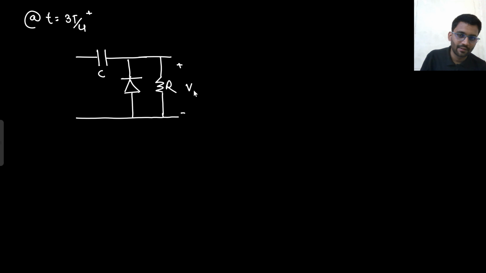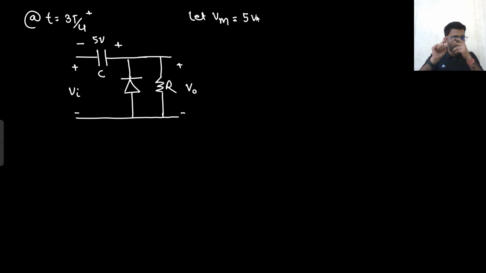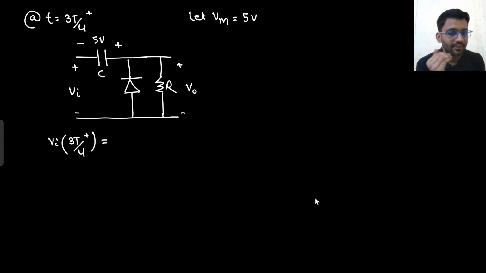And this is the input voltage. Now it is charged to Vm voltage in this direction. Let Vm be 5 volt. So it is charged to 5 volt in the opposite direction, in this direction, right? Now what is happening? V in value at t equals 3T by 4 plus. What is that? It is greater than minus 5, right?